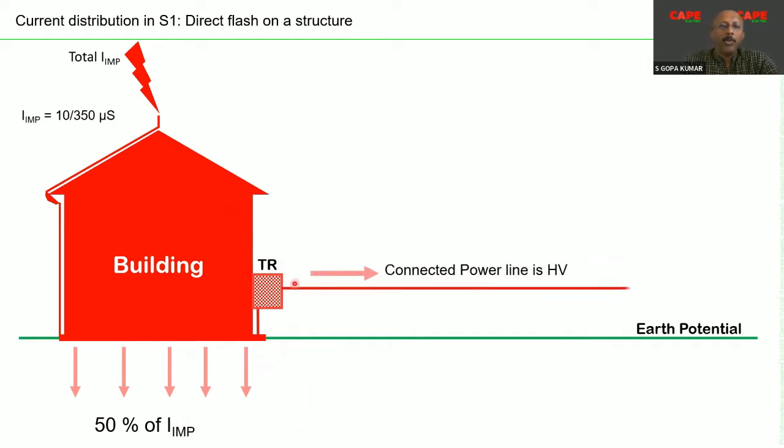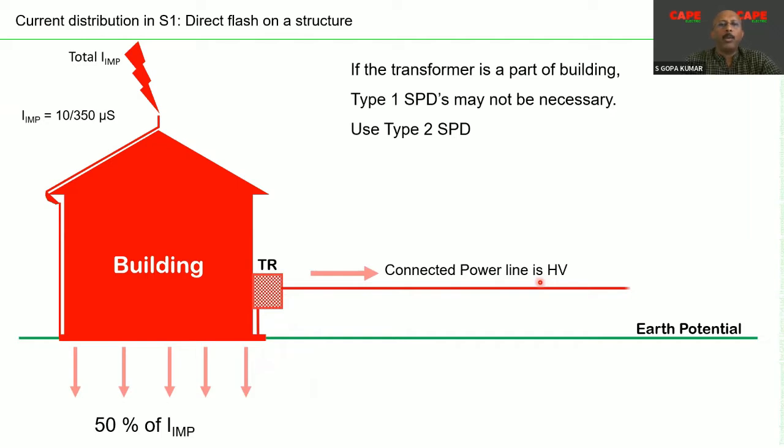actually there is no low voltage service line connected. The service which is coming from the outside transformer or from the electricity supply company is a high voltage supply. It's not a low voltage supply. Under this condition, you have no route to divert 100% or 50% of the current through the low voltage power supply, because there is no low voltage power supply connected to the building. In that condition, type 2 SPD is enough.